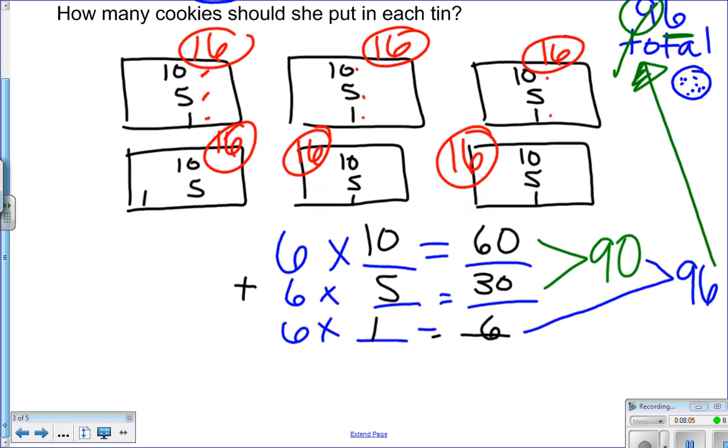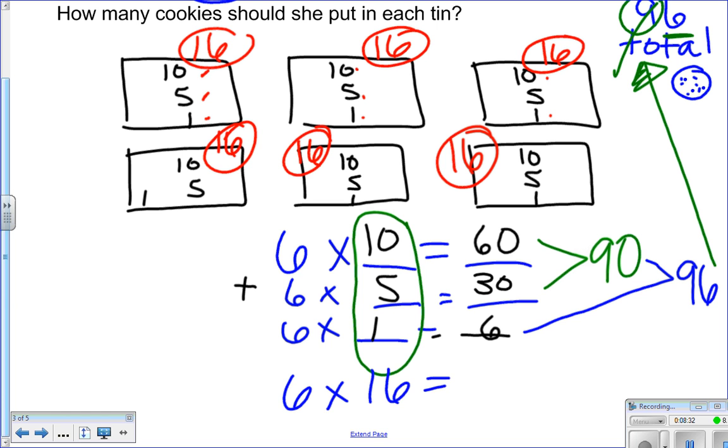All right, well, now, guys, we want to talk about where, Miss Franklin, I'm going to ask you a question. Where do you see 16 in our equation? I see it right here. 6 groups of 10, 5, and 1. Yeah. 10, 5, and 1. When I add those 3 numbers together, it gives me 16. Yeah, so we have 6 groups of 16 cookies, which got us to 96. Awesome job. Okay.